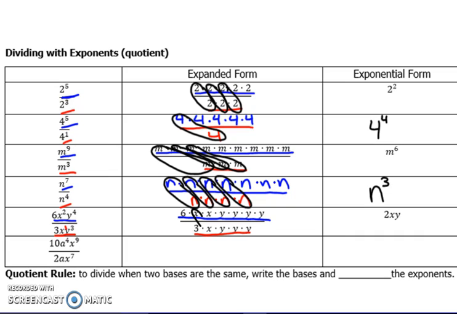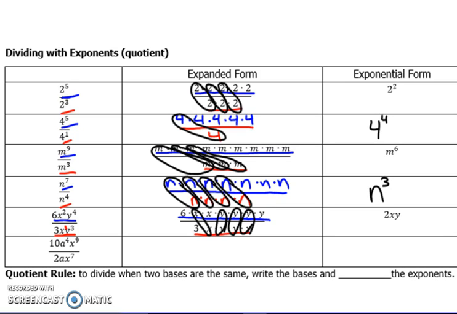Well, if I look, those make a 1, those make a 1, those make a 1, and those make a 1. So now we're going to have to do the division. Well, 6 divided by 3 gives me 2. I have 1 x left and 1 y left. So I have 2xy. There's 1 left. You don't have to put the exponent 1, but if you put it there to remind yourself, that's fine.